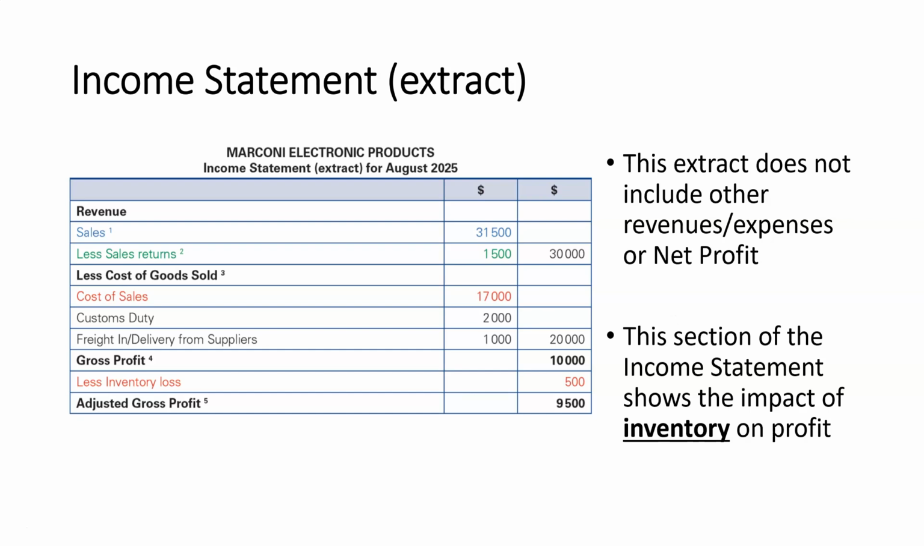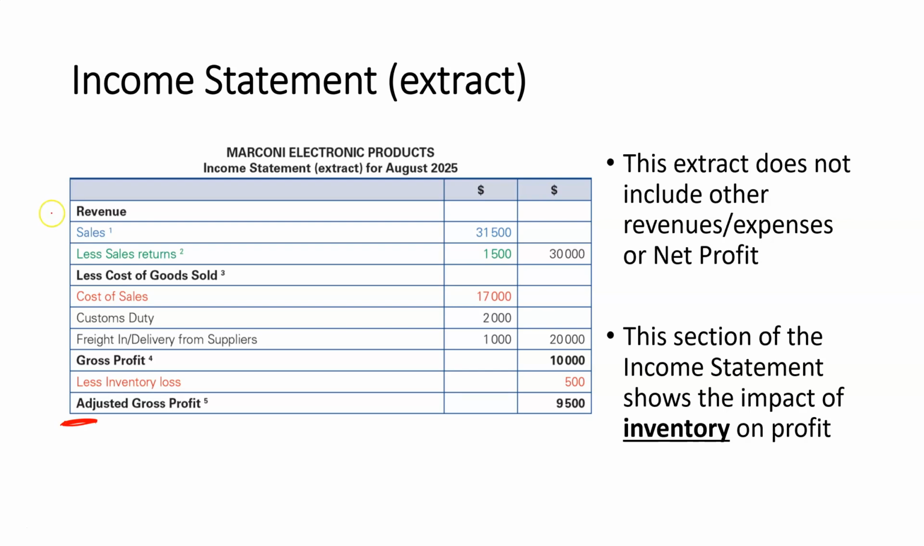So what we have here is an income statement extract taken from the Cambridge text. This shows us the general layout of an income statement. Once again, it is only an extract because it finishes at adjusted gross profit. This section of the income statement doesn't show other revenues or expenses or the net profit. And this section here is sometimes referred to as the trading statement. It shows the impact of inventory on profit.